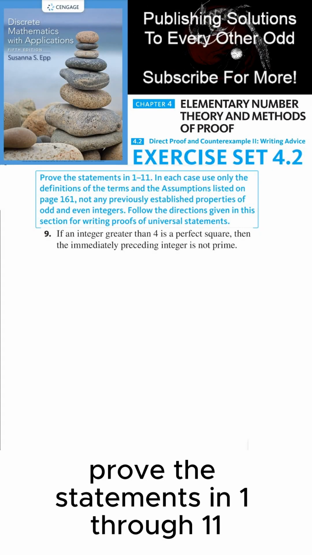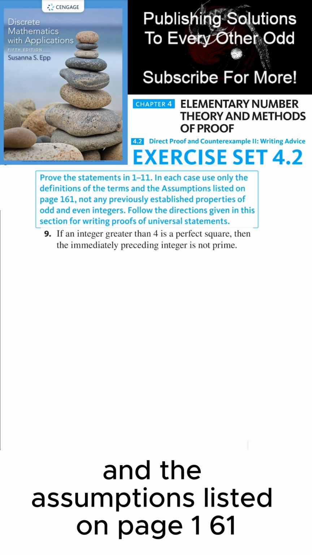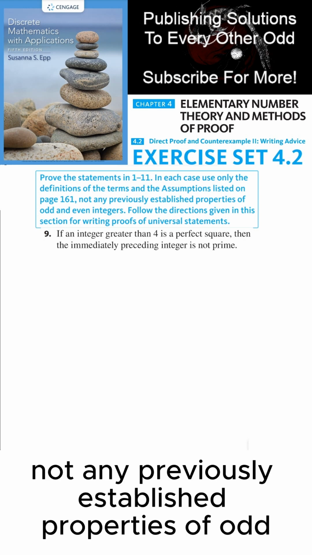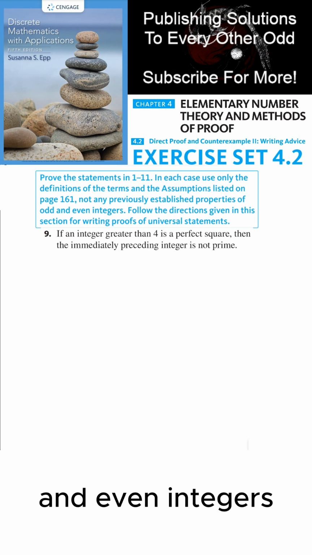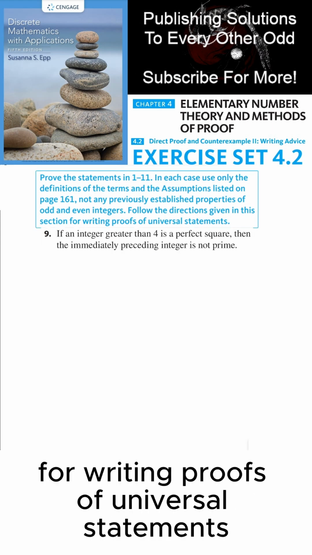Prove the statements in 1 through 11. In each case, use only the definitions of the terms and the assumptions listed on page 161, not any previously established properties of odd and even integers. Follow the directions given in this section for writing proofs of universal statements.